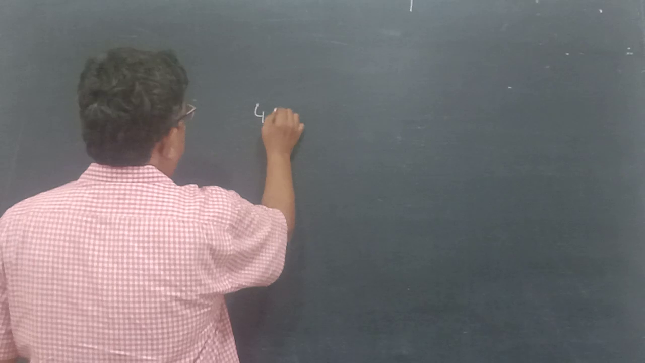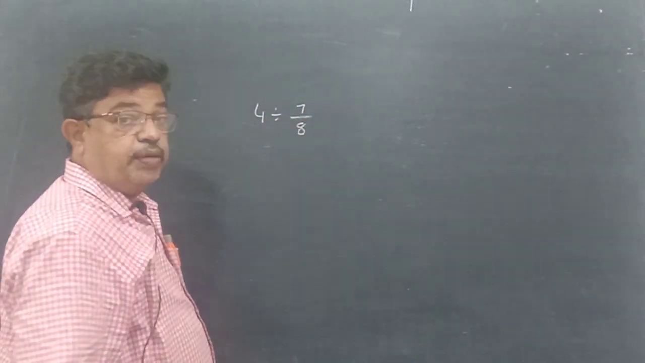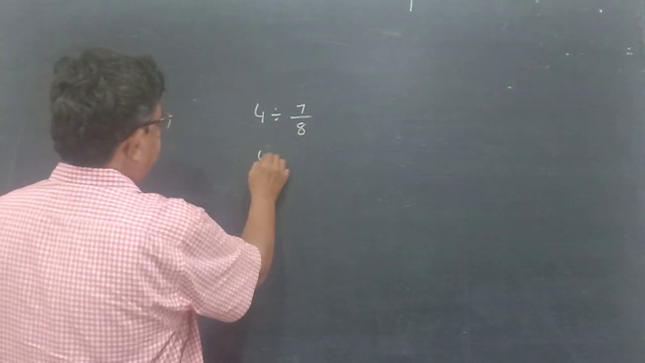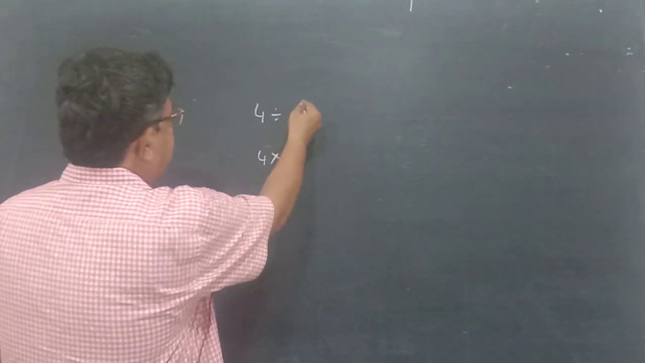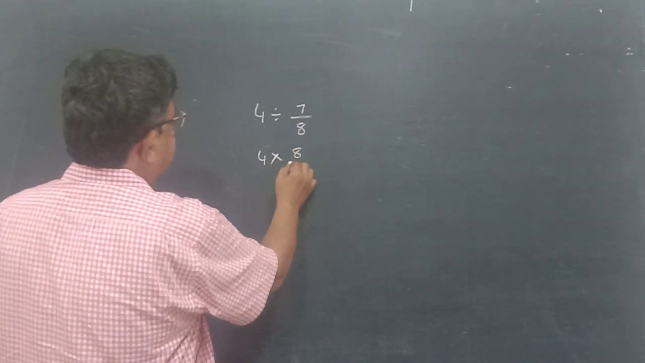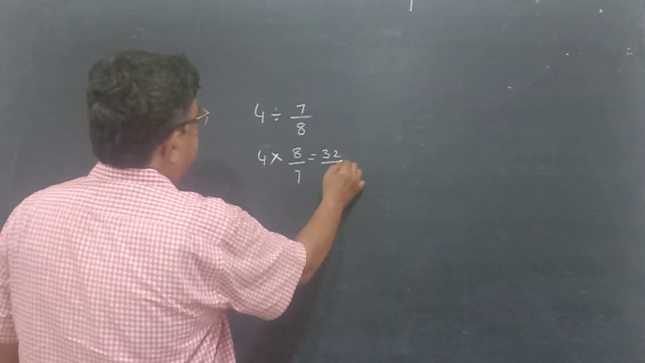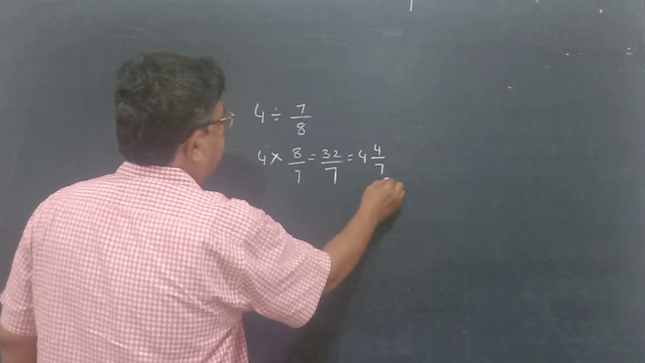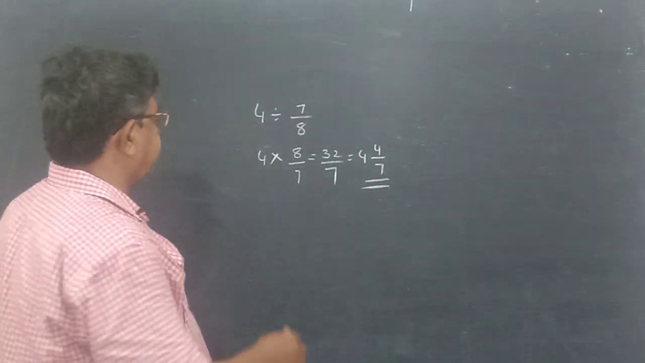Now, we do another problem. 4 divided by 7 by 8. A whole number is divided by a fraction. First step as it is, 4. Reciprocal of division is multiplication, and reciprocal of 7 by 8 is 8 by 7. No cancellation possible. 4 8s are 32 by 7. 7 ones are 7. 32 by 7 is the value.